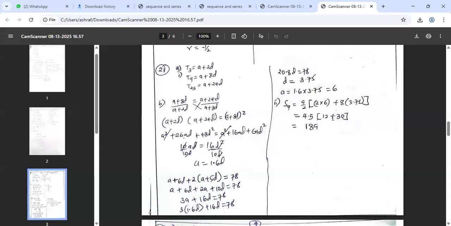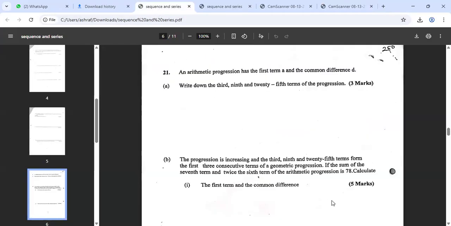Then after getting the values of A and D, you are to get the sum of the first 9 terms, S9. So S9, just use the formula, n over 2 into 2A plus n minus 1 D. And we are getting the sum as 189. Okay, so let's go to the next question.